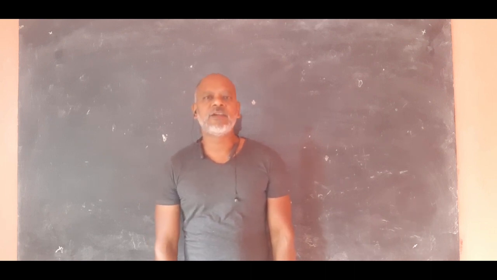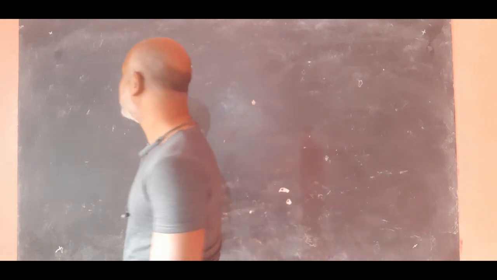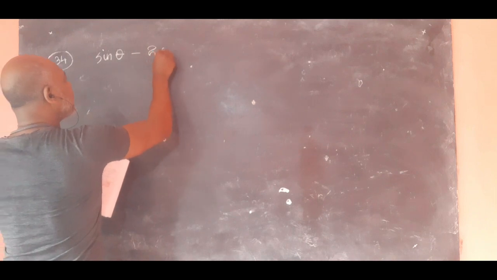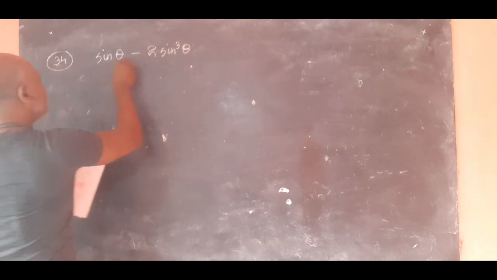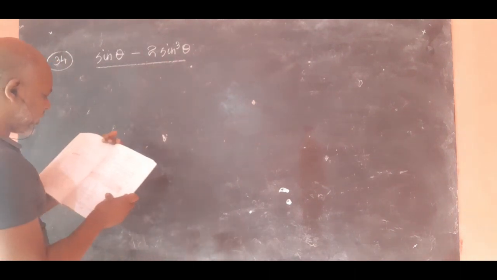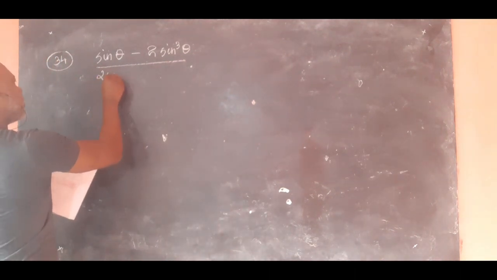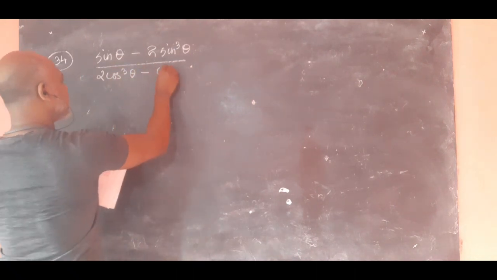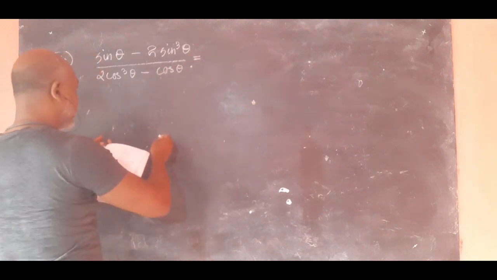We'll start with question number 34 from exercise 21a. Okay, so let's start. Question number 34 is: (sin theta minus 2 sin cube theta) divided by (2 cos cube theta minus cos theta) is equal to tan theta.